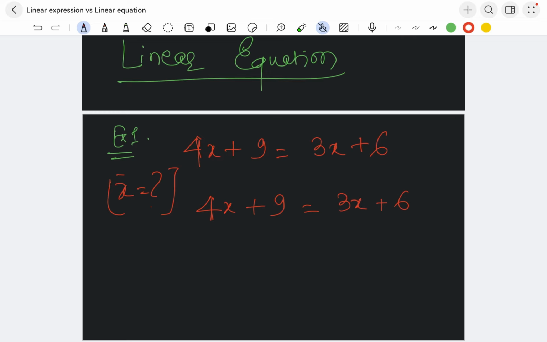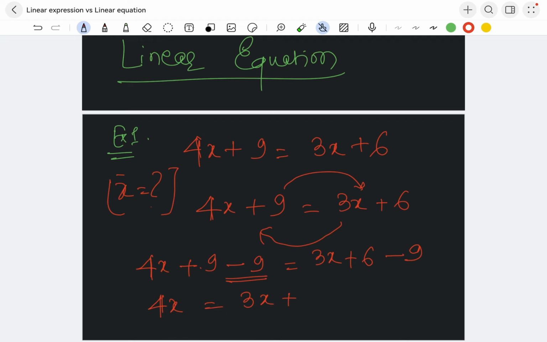So we will do some operations so that the variable comes on one side and the constant comes on the other side. So for 4x plus 9, if we do minus 9 here, we have to do the same operation here also. Whatever we did here, we have to do here also. So plus 9 minus 9 becomes 0. So 4x equals 3x plus 6 minus 9, that means minus 3.